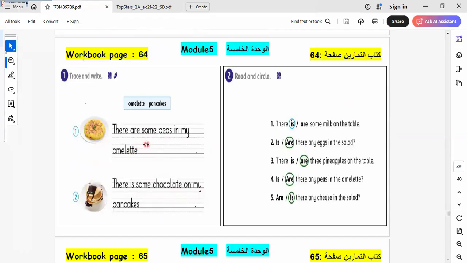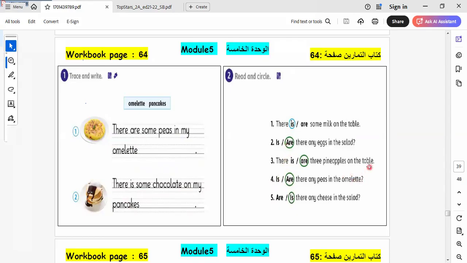I think you in Qatar put the peas on omelet, but in Egypt not. I think Egypt can't do the omelet with peas. But I know that in Qatar we can do this style of food. Okay. There are some peas in my omelet. There is some chocolate in my pancakes.